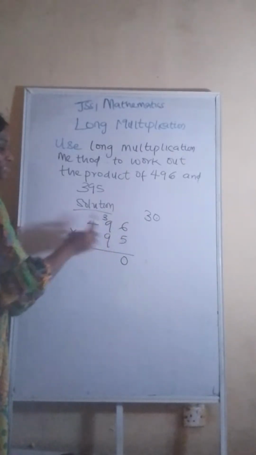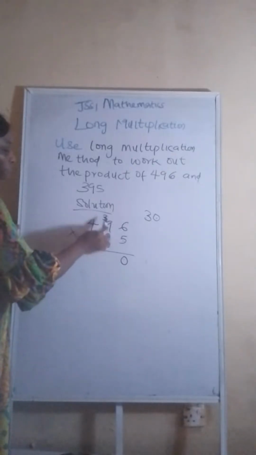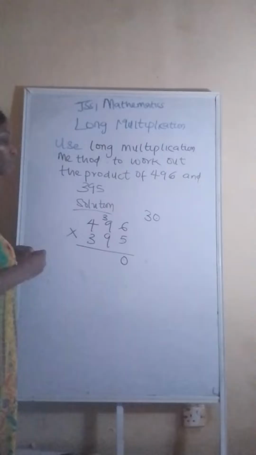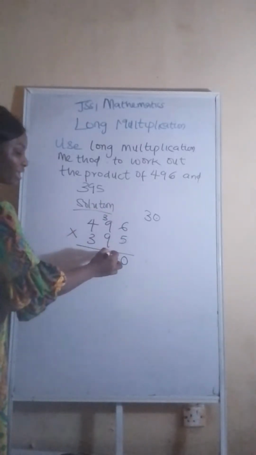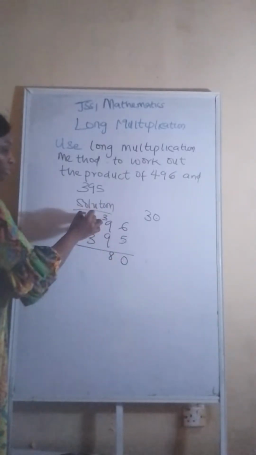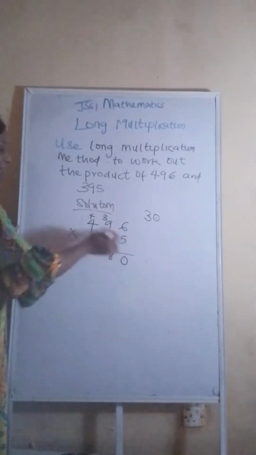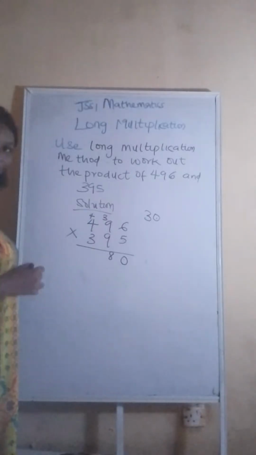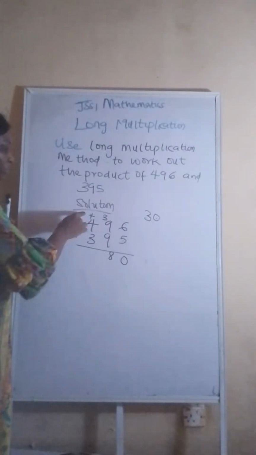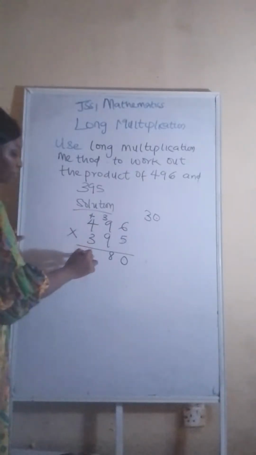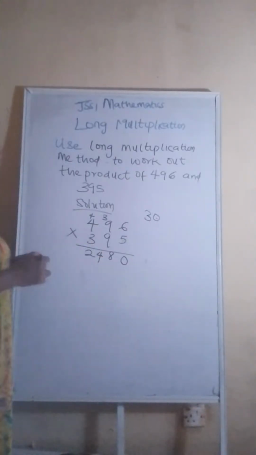So now 5 times 9 is 45. Add 45 to this 3. What will you get? 48. Very good. So what will you write? 8, and you raise the remaining 4 at the front. So 5 times 4 is 20. Add that 20 plus this 4. That will be 24. Absolutely correct. So now we are done with the 5.